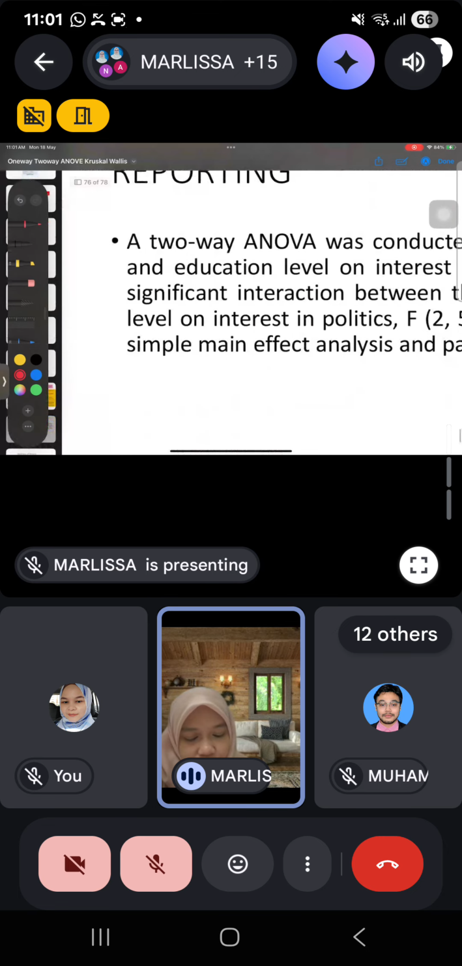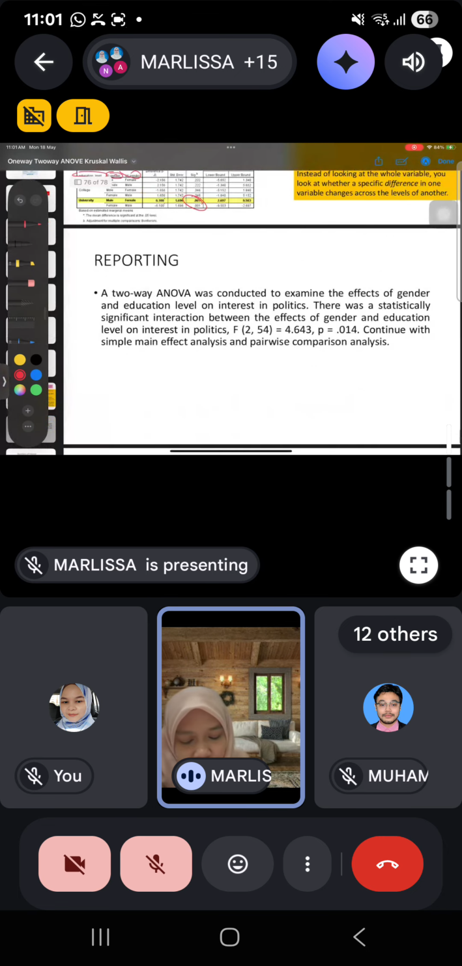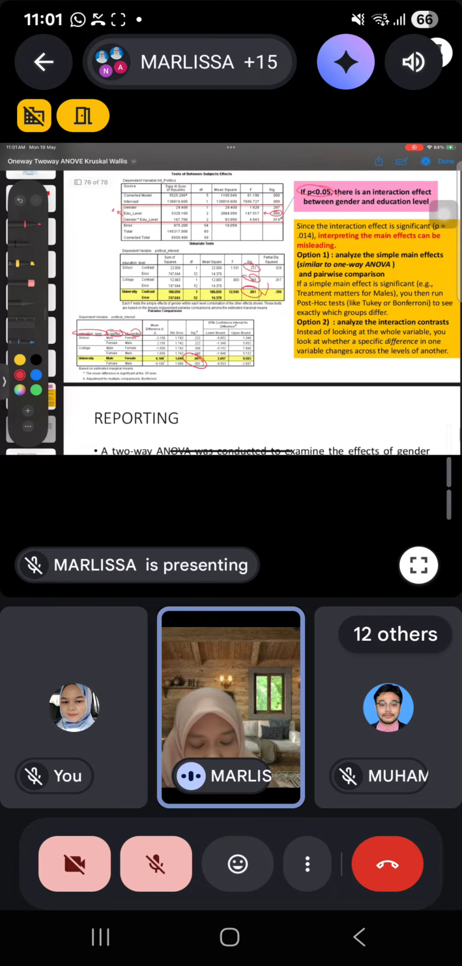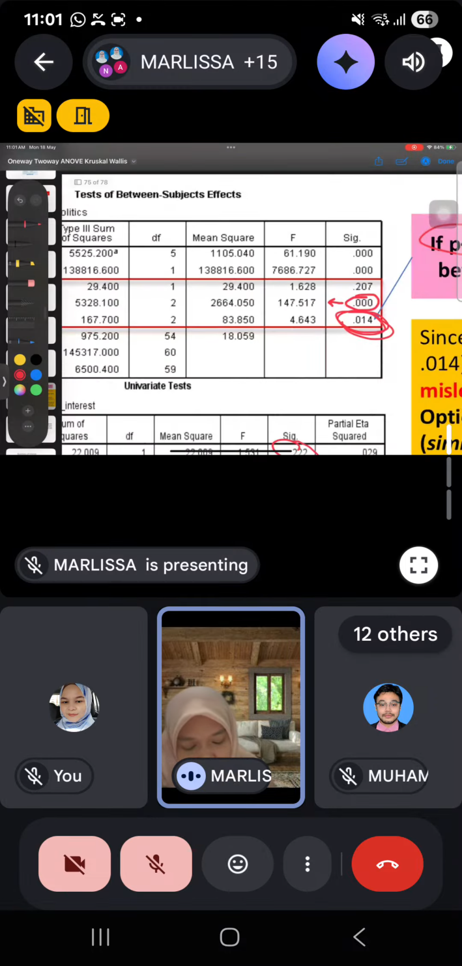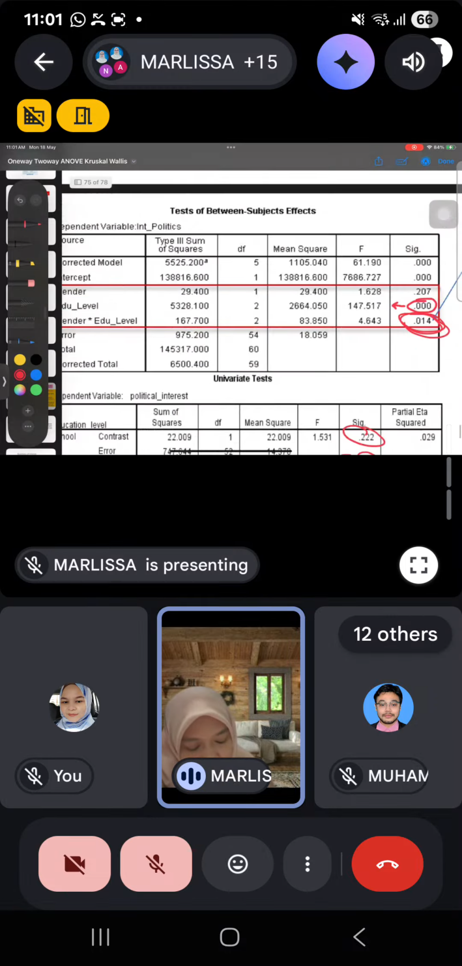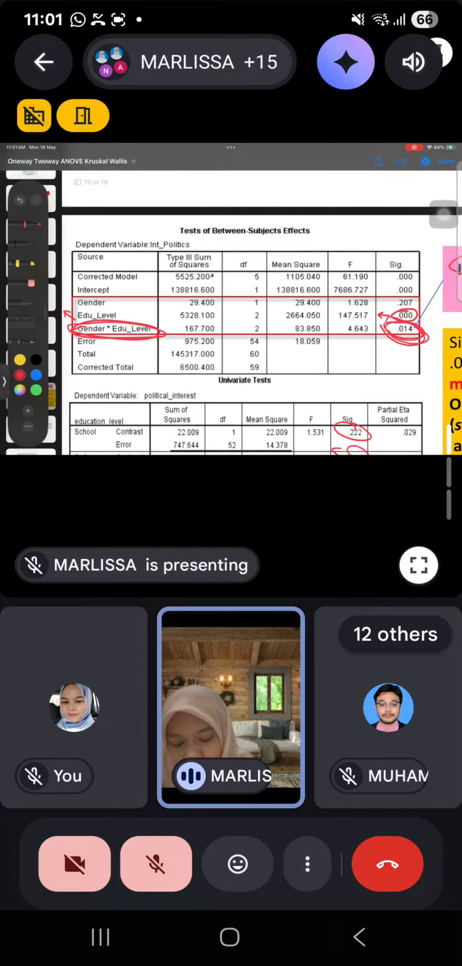So how to report, you can see here. F, 2 groups, not 2 groups, 2 factors or 2 IV, and 54, the 54 is the sample. This is the F value and this is the P value. The P value you take from here, from the interaction effect here, which is 0.014.